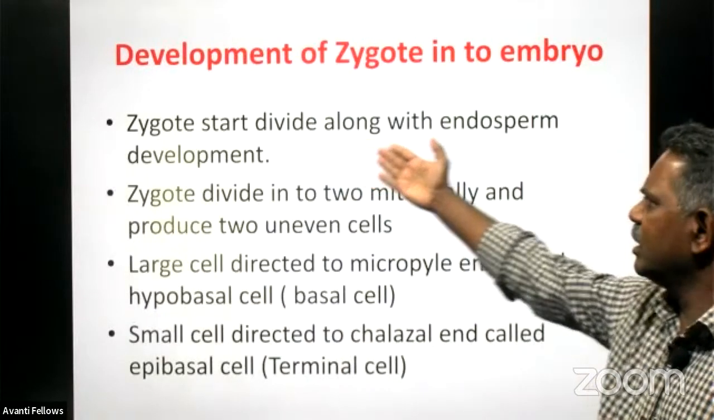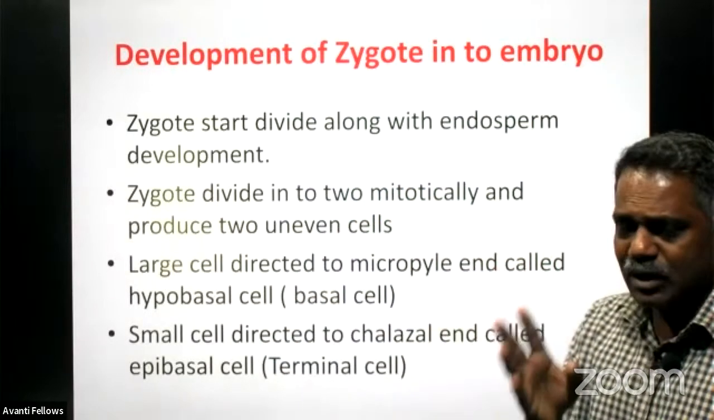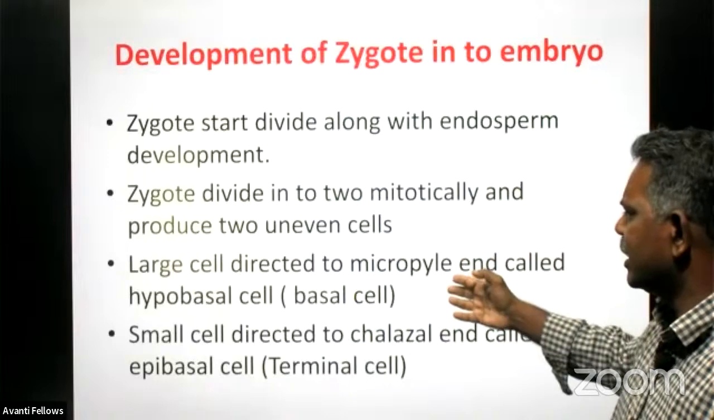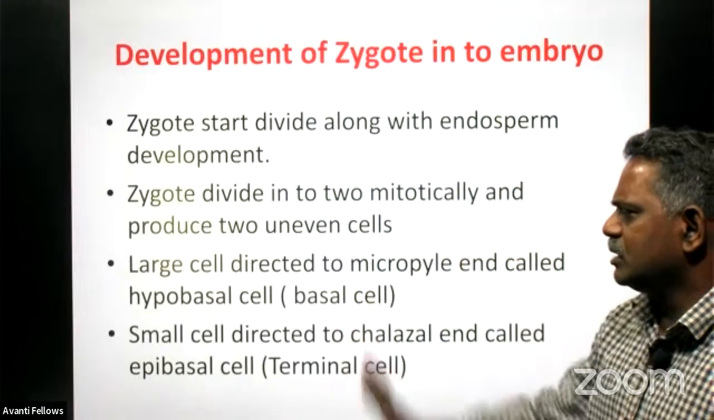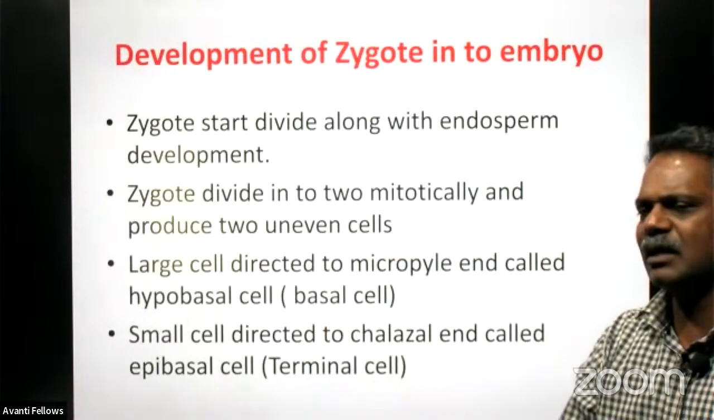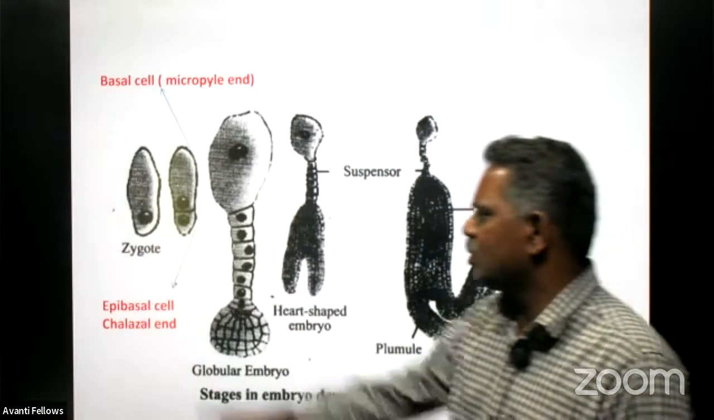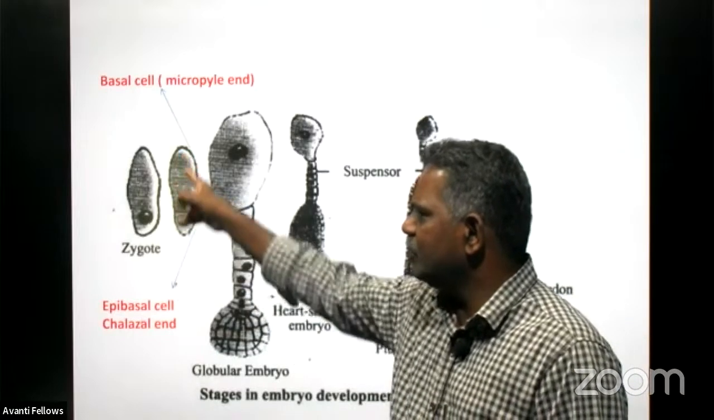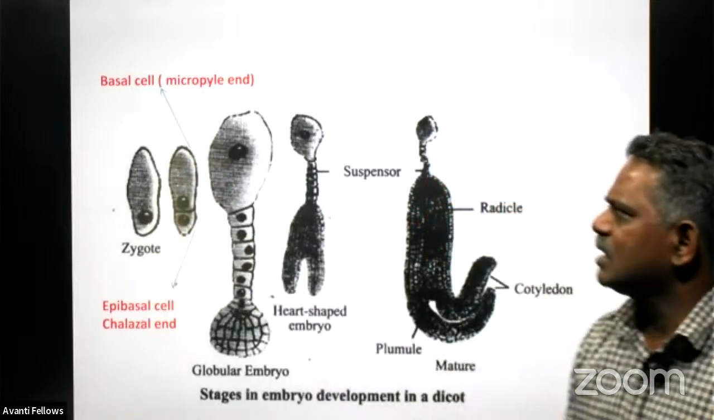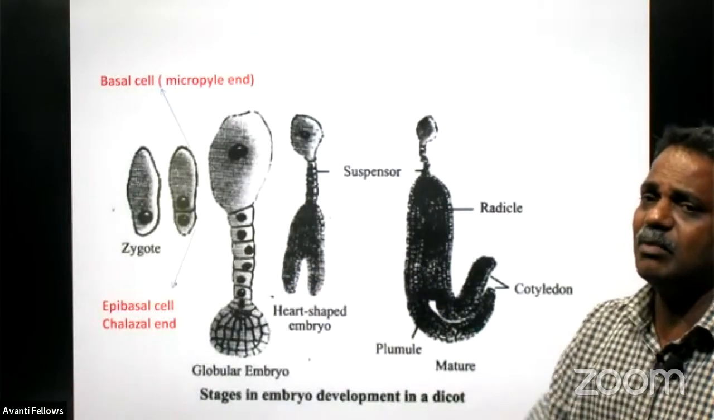See, the zygote starts dividing along with the endosperm development, and first the zygote divides into two by mitotic division only, and produces two uneven cells. The large cell, as I told you, is directed towards the micropyle, and it is called the hypobasal cell or the basal cell, and the small cell is directed to the chalazal end, and that is called the terminal cell or the epibasal cell only. This is the product after the first, uneven but mitotic, division. Two cells, one is larger, and we call this larger cell the basal cell, which is projected towards the micropyle end inside the embryo sac only.